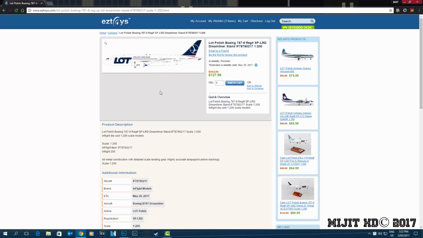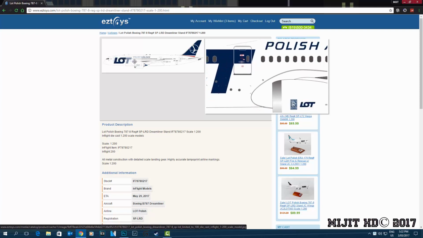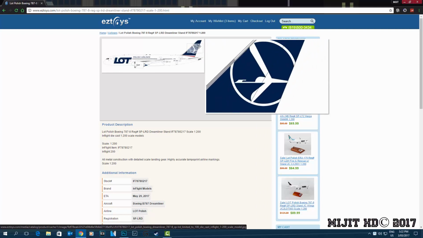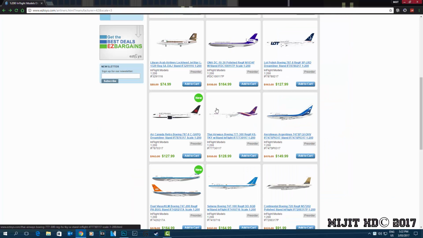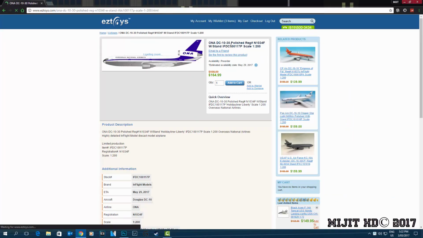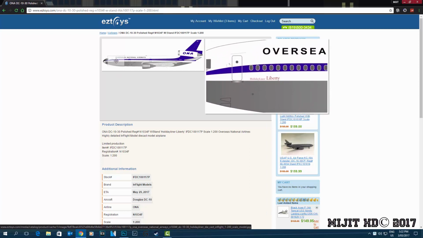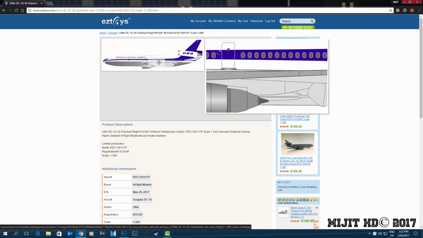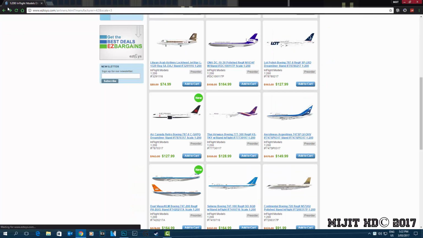LOT Polish 787-8, registration SP-LRD. Pretty good looking aircraft. I have the JC Wings version, I think. So yeah, don't need this one. ONA DC-10-30, registration N1034F. Overseas National Airways. The aircraft name is Holiday Liner Liberty. So we've got some GE engines. And yeah, pretty basic livery.